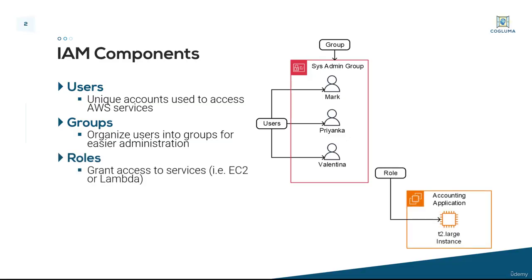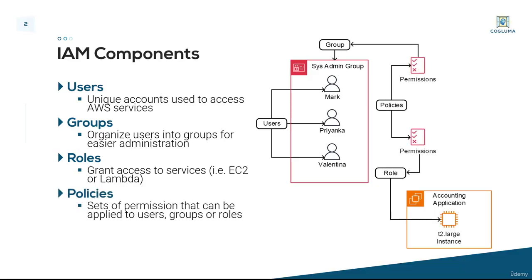Next we have roles. So roles grant access to services like EC2 or Lambda, and we're going to go over all of this a little bit later on in the section and later on in the course. So don't worry too much if you don't understand that. And then policies. So policies are the actual sets of rules. They're the sets of permissions that can be applied to either users, groups, or roles.